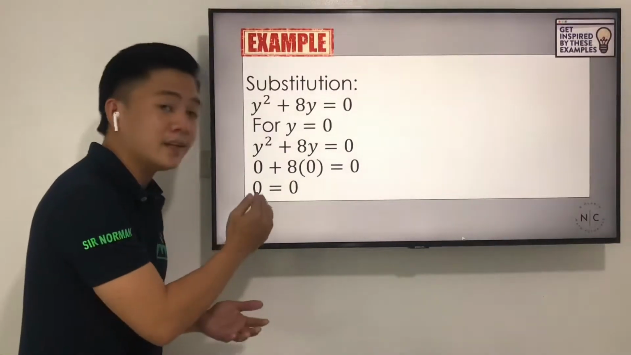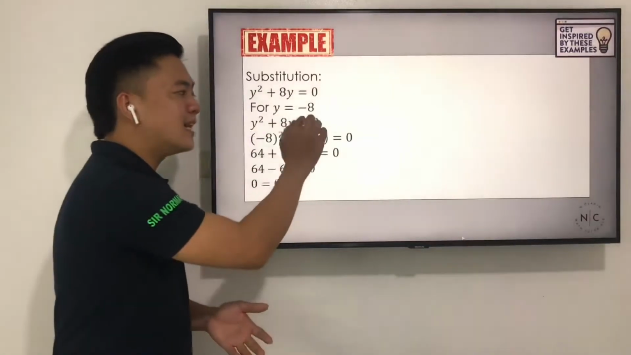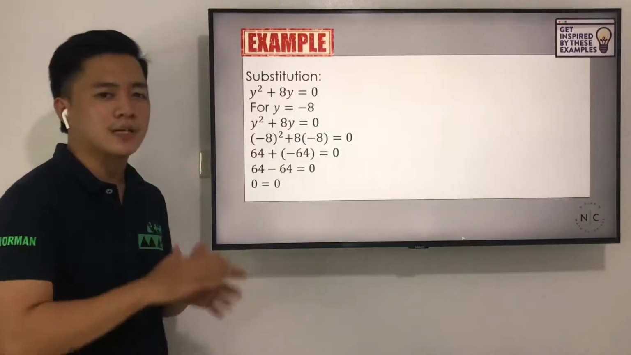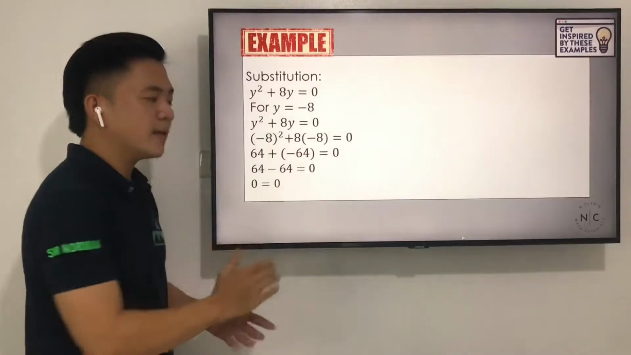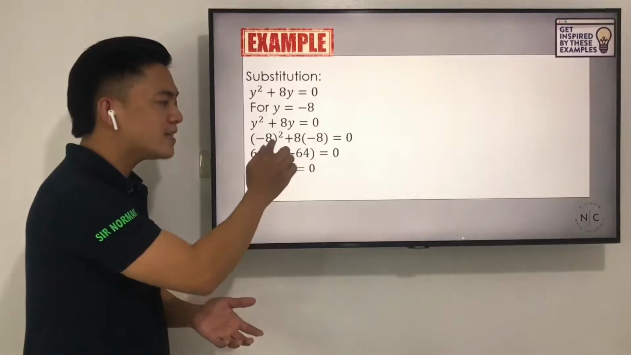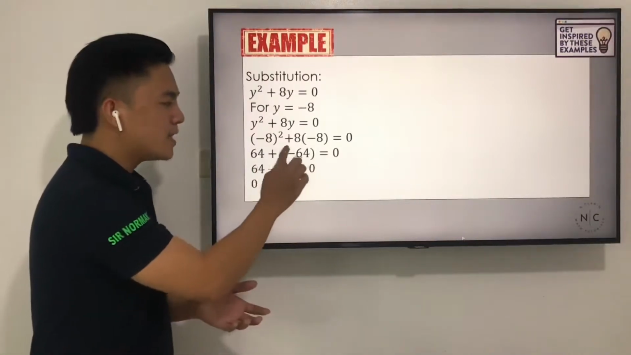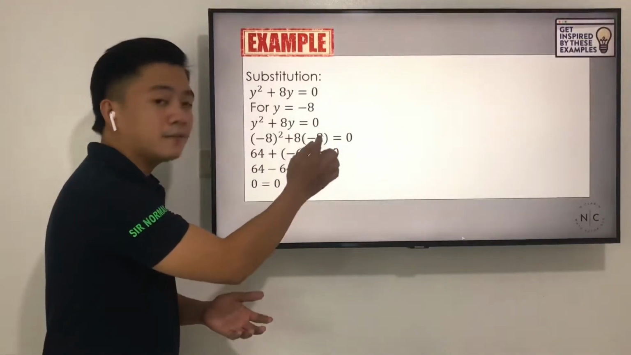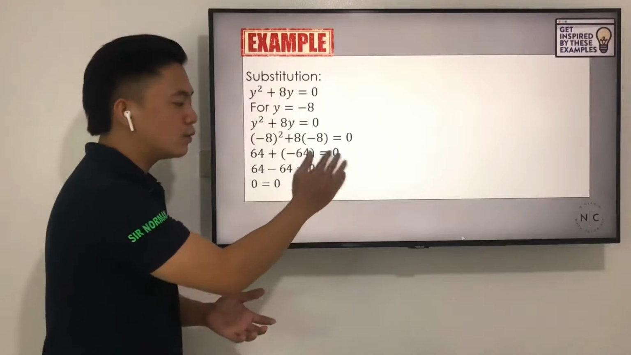100 is equal to 100. Tama pa rin tayo. Next is using the negative 8 or y is equal to negative 8. Same process lang tayo, substitute. So, si y magiging negative 8, yung y dito magiging negative 8 din. So negative 8 squared is 64 or positive 64. Plus 8 times negative 8. So positive 8 times negative is negative. So it will become negative 64 is equal to 0.